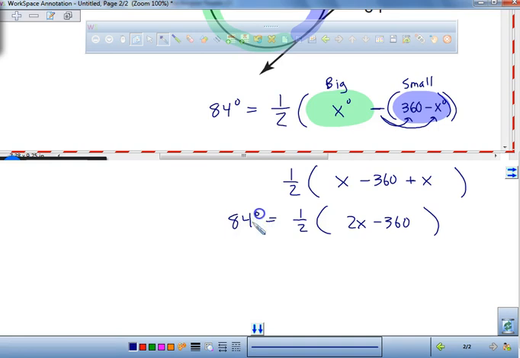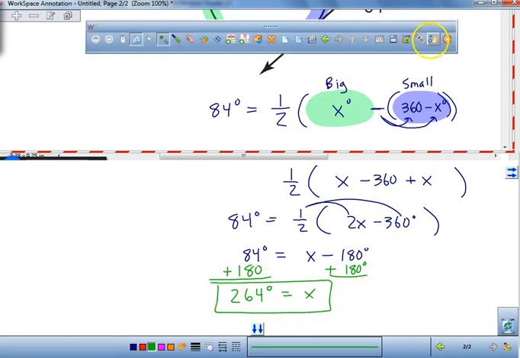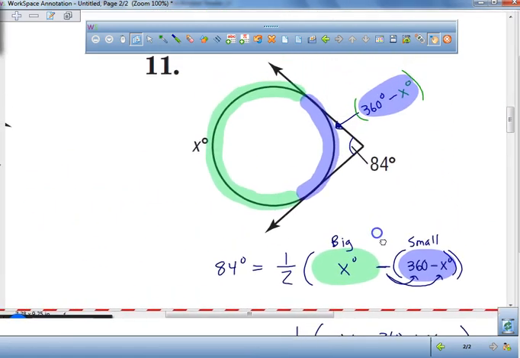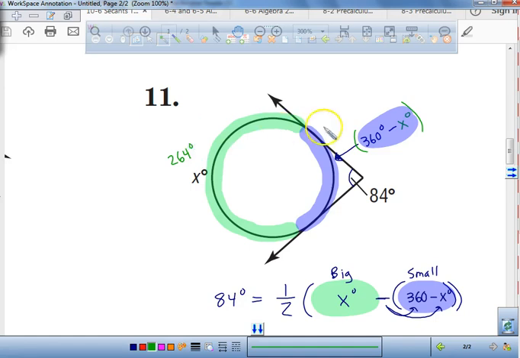So at this point, all you have to do is take half of both numbers. Half of 2x is x. Half of a negative 360 is a negative 180. And the final and last step, all you have to do is add 180 degrees here, add 180 degrees here, and you get 264 degrees equals x. What does that mean? That means the measurement, everybody, of the biggest arc, which we were actually looking for, is how many degrees? 264 degrees. If I plug in 264 degrees right here, what would the measurement of the blue arc be?